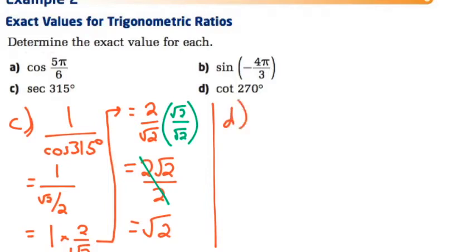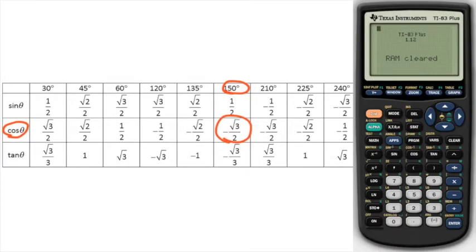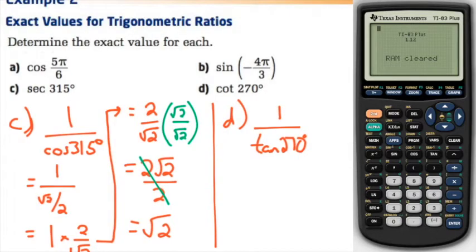D, cotangent of 270. Well, cotangent isn't in the table, but cotangent is the same as 1 over tangent. Go back and look at the table. The issue with this one is that 270 does not actually show up in the table. This is because 270 is called a quadrantal angle, which if we actually draw it out on the xy axis, initial side, terminal side, quadrantal angles actually lie on either the x or y axis, so they would be 90, 180, 270, and so on. So for these kind of questions, we actually can turn to the calculator.